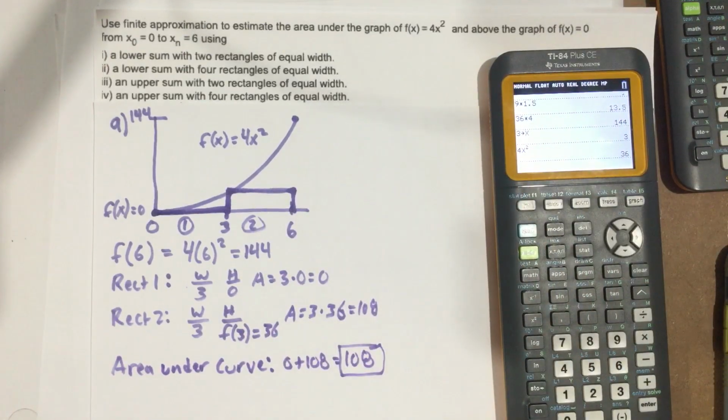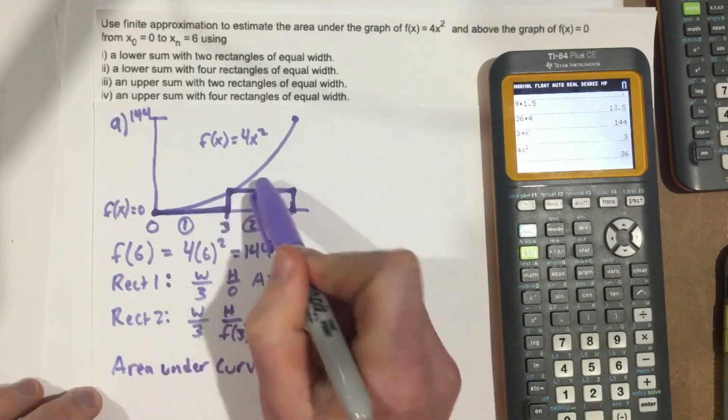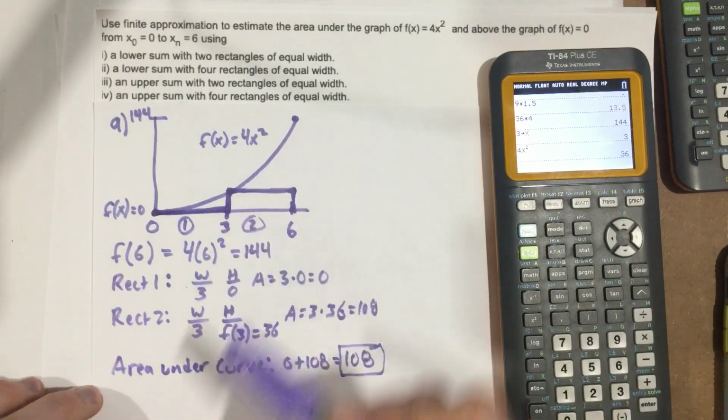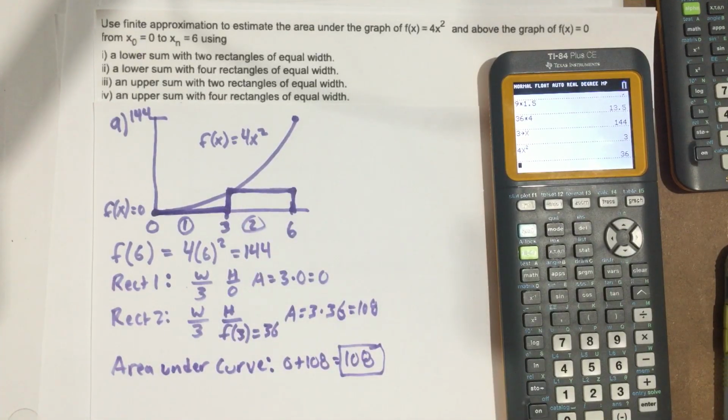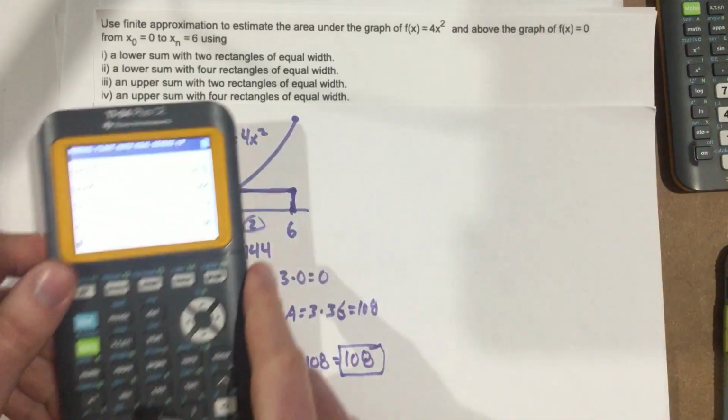is 108. And we know that's not even close, because look at the gap they got here and look at the gap that's here where they're not incorporating those areas. All right, so let's go ahead and do part B.